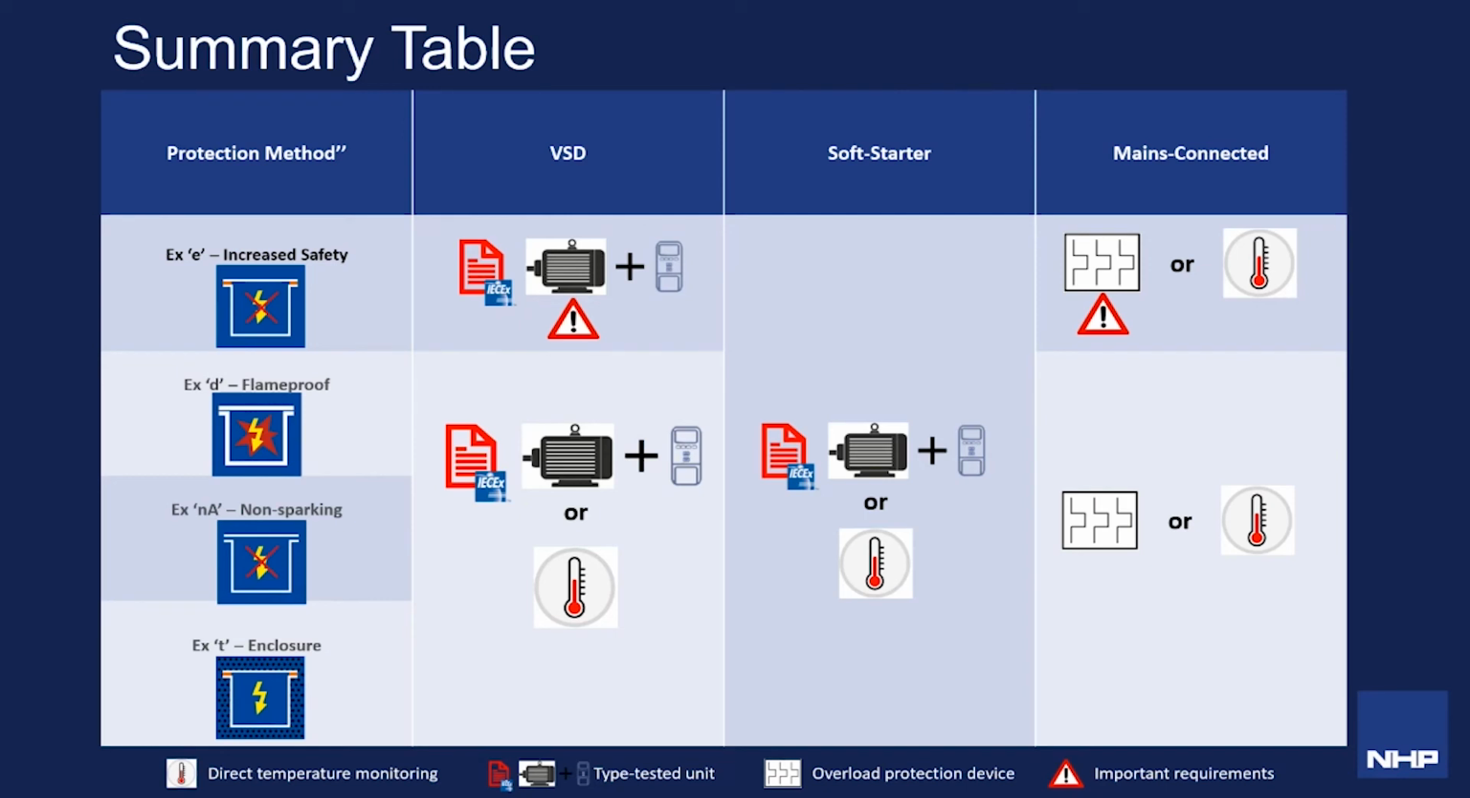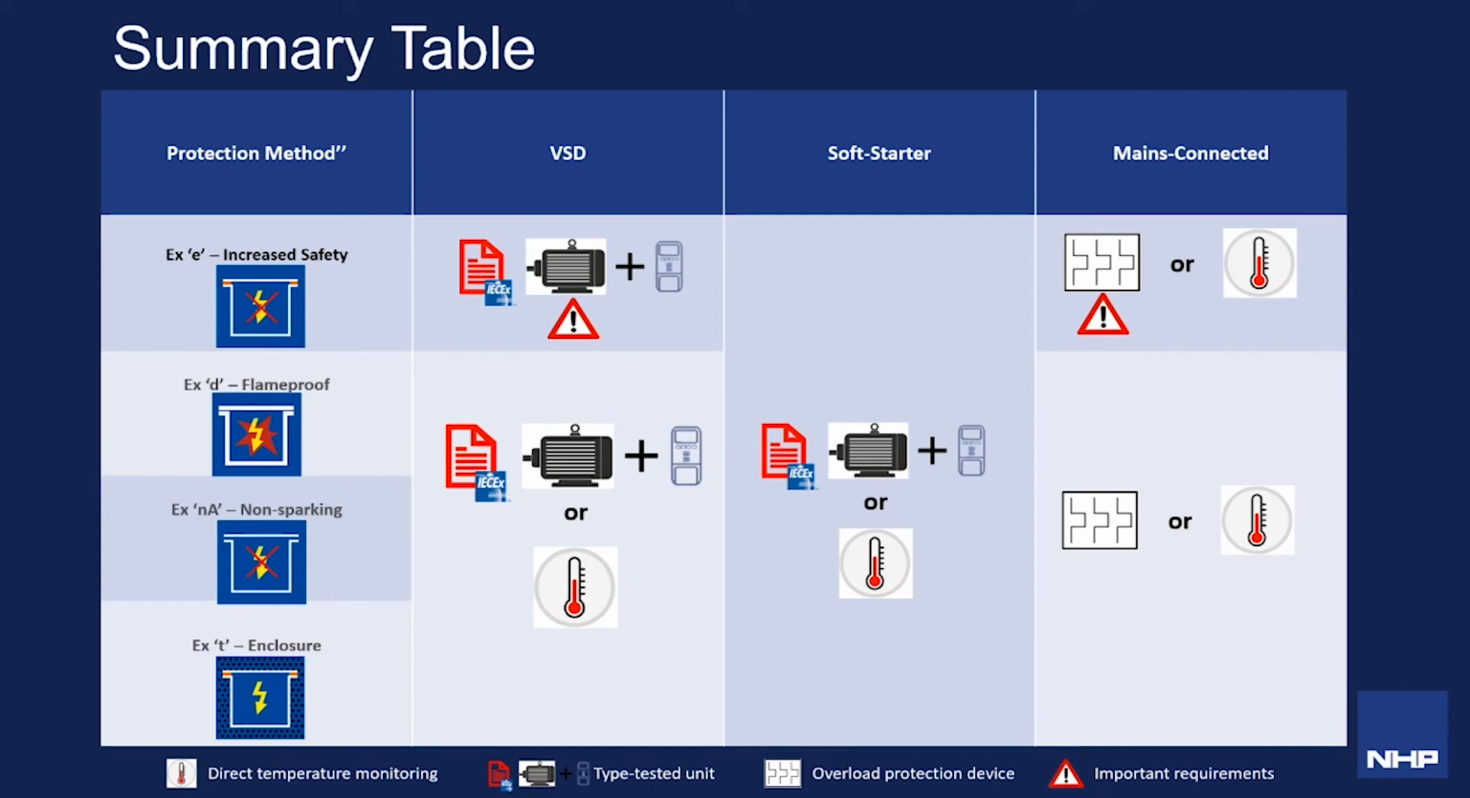Now, if you're using mains connected, if you move across and see that at the top, with EXE, you can use direct temperature monitoring, so that's okay. You can also use an overload. However, by that exclamation mark, the important requirement symbol, you need to be aware that, as we mentioned before, the overload must be selected in order to monitor the motor current and ensure that within a stall condition, the motor will be disconnected within the time TE stated on the motor nameplate.